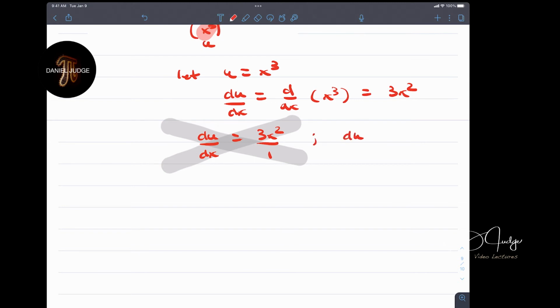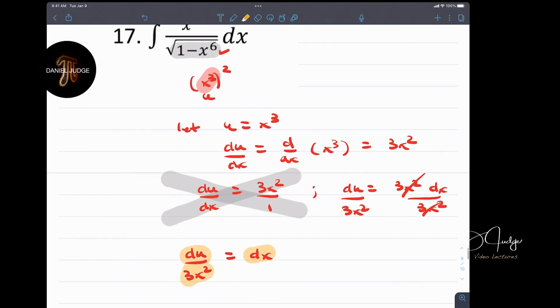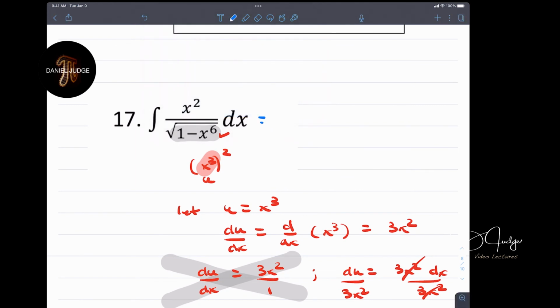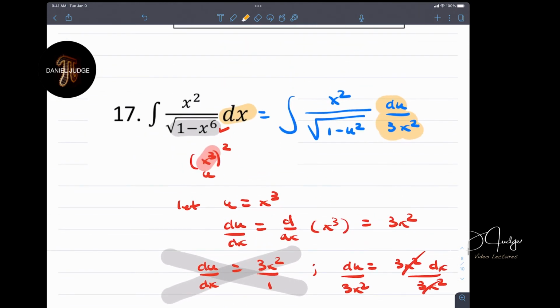You say this would be du equals 3x squared dx. So you divide both sides by 3x squared. Cancellation. du over 3x squared is your dx. This is what we're looking for. du over 3x squared for dx. Okay. We already have the x squared there. This is the square root of 1 minus u squared. Now, this is the dx we're talking about. du over that 3x squared we just found. That was in orange. Okay. There it is. Don't forget to bring the 3 here.